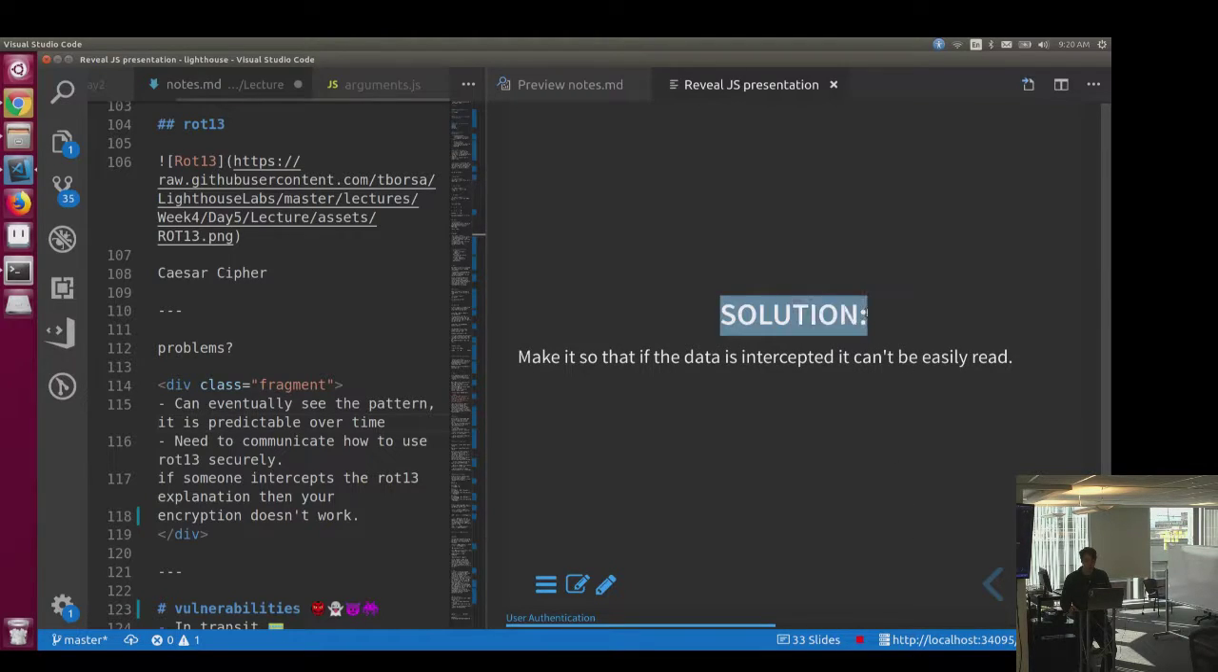So they need to solve this problem somehow. They want to make it so that if the data is intercepted, it can't easily be read. So what was our tool for maybe fixing this? Encryption. SSH has some level of encryption, if I remember. But more generally, we want to do encryption.